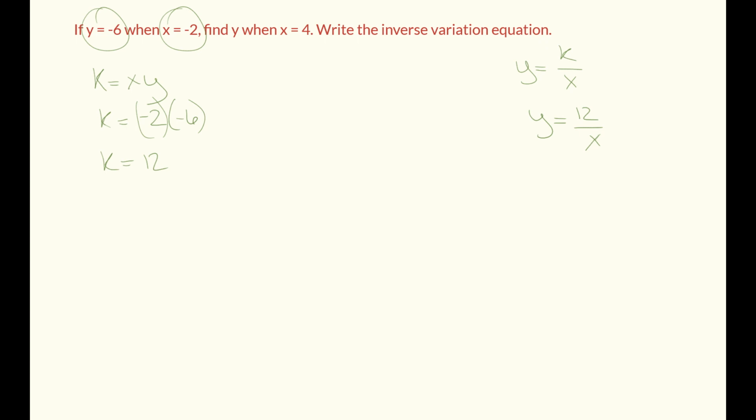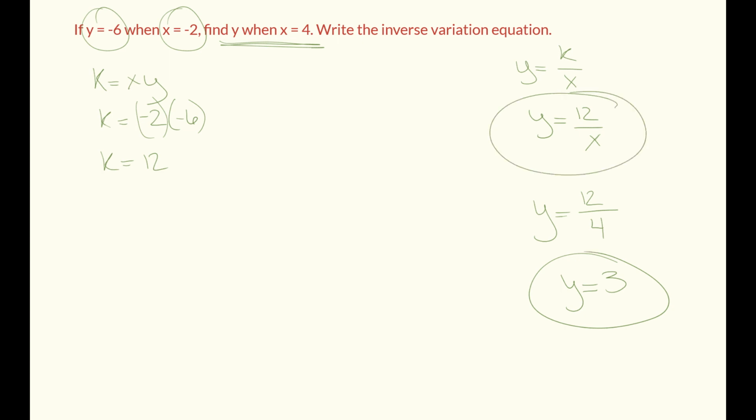So this next part, find y when x equals 4. All I have to do is plug in a 4 for that x and I get y equals 3. So find y, got it. Write the inverse variation equation, got that too. If they wanted to know the constant of variation, you would have this.